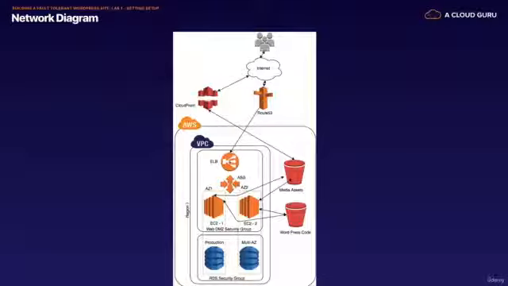Then essentially that's going to connect up to an Elastic Load Balancer in the cloud. We're then going to have some EC2 instances behind an auto-scaling group. They're going to be in separate availability zones. And we're then going to have some RDS instances. Again, this is going to be multi-AZ.